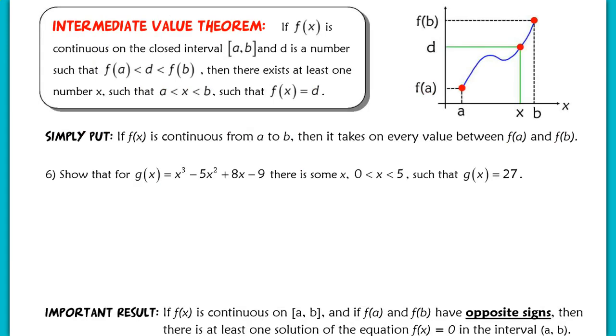Now, as a consequence of continuity, we have this intermediate value theorem, which states that if you have a function f and it's continuous on the closed interval from a to b, and d is a number such that f of a is less than d, which is less than f of b, then there exists at least one number x such that x falls between a and b, such that f of x is equal to d.